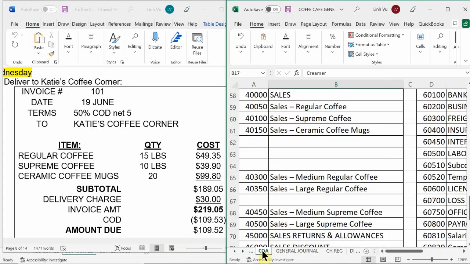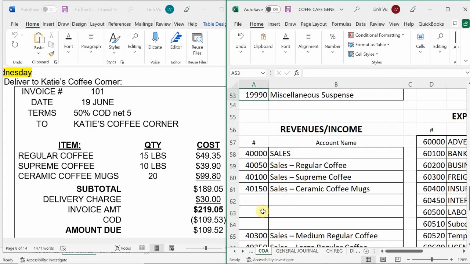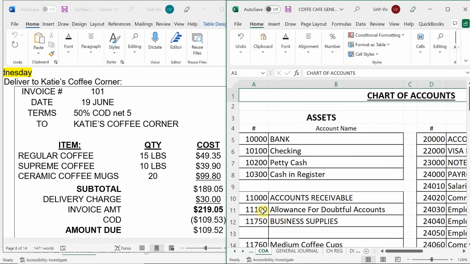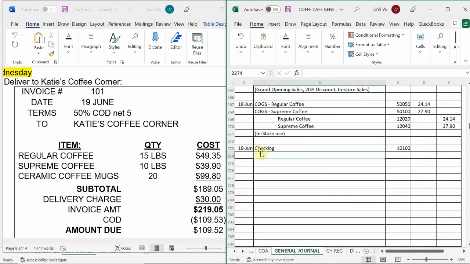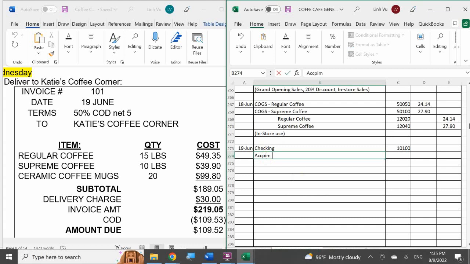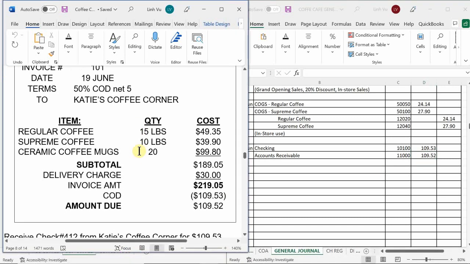So what do we call that? Accounts receivable, account number 11,000. Good, because she still owes me more money, so we are recognizing an accounts receivable. She paid $109.53, and she owes us $109.52. Good. And then for the credit, she bought regular coffee from us.